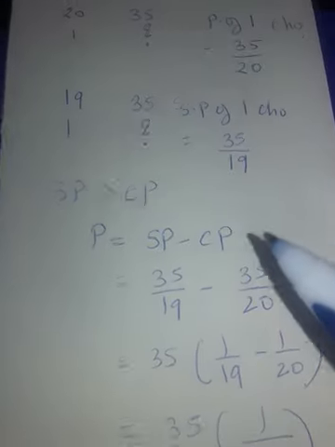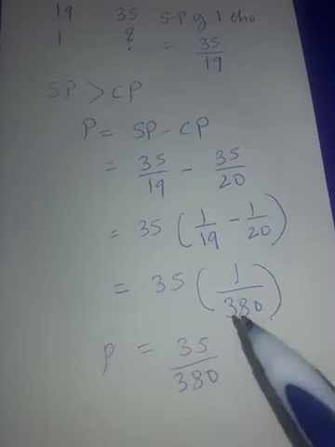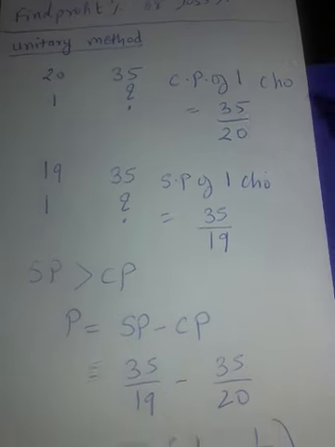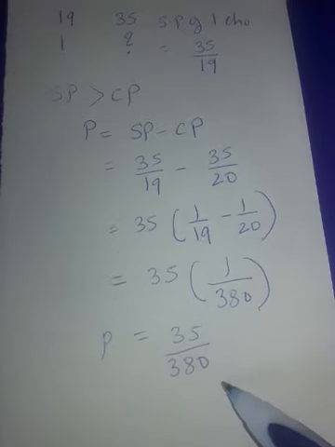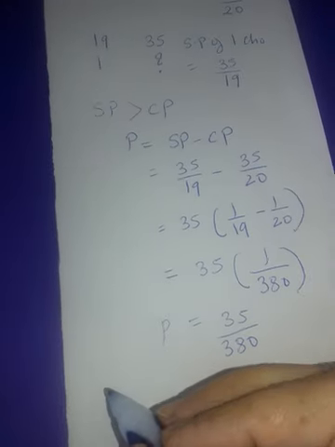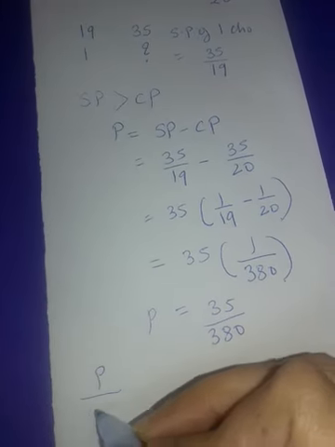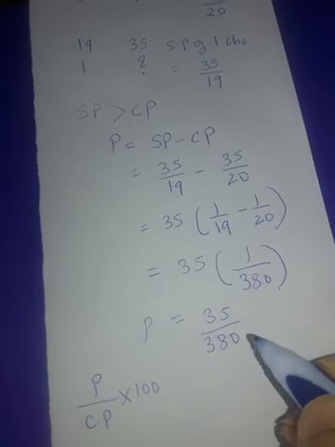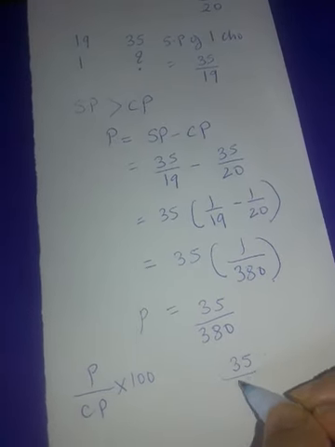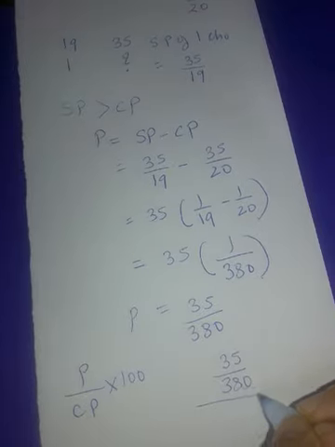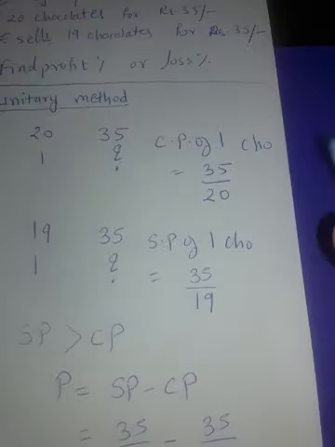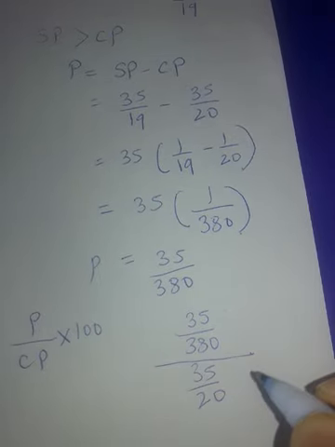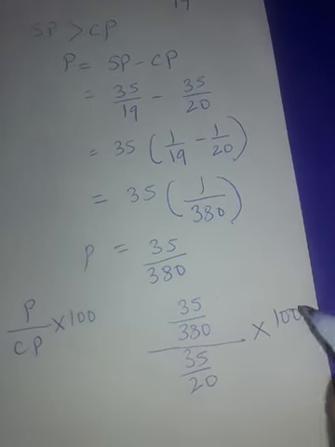What is the cost price? This is the profit on one chocolate. Remember, this is the profit on one chocolate. The cost price of one chocolate is 35 by 20. So can we find the profit percent? How do we find profit percent? Profit upon cost price multiplied by 100, isn't it? Now the profit is 35 upon 380. The cost price is 35 upon 20, multiplied by 100.